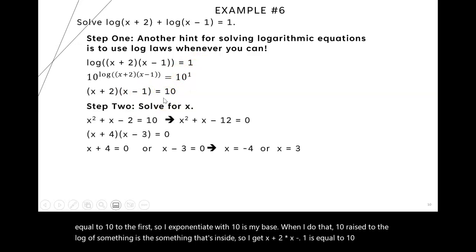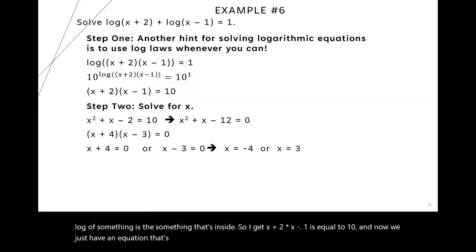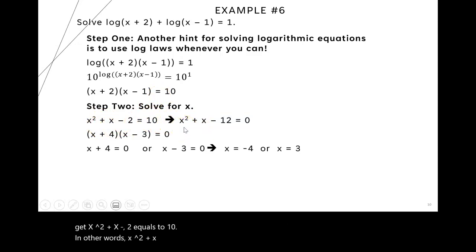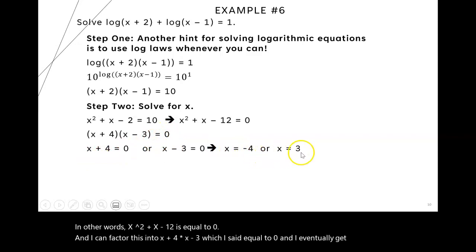And now we just have an equation that's a quadratic that we need to solve for x. So when I distribute, I get x squared plus x minus 2 equals 10. In other words, x squared plus x minus 12 is equal to 0. And I can factor this into x plus 4 times x minus 3, which I set equal to 0. And I eventually get negative 4 and 3.